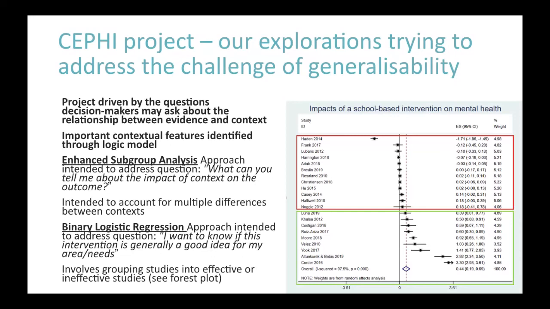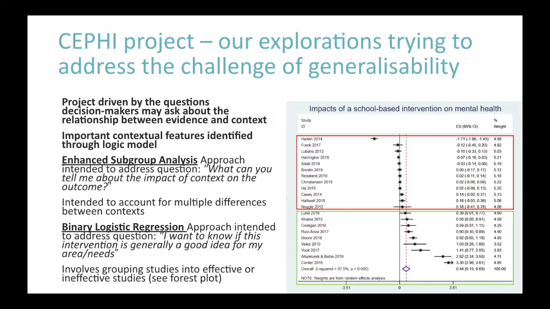So the first question we thought a decision maker might have about meta-analysis was, what can you tell me about the impact of context on the outcome? And existing meta-analysis methods were pretty limited in terms of being able to address multiple factors simultaneously and explore those factors on the effectiveness of the intervention.